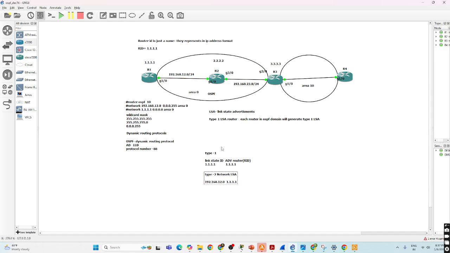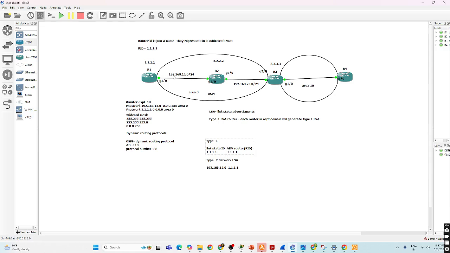I'm giving a brief about type 2 LSAs. Whatever the type 1, type 2 LSAs are, these are within the area. These type 1, type 2 cannot cross other areas. You cannot see this type 1 LSA here. So if you cannot see it, what is the problem here?